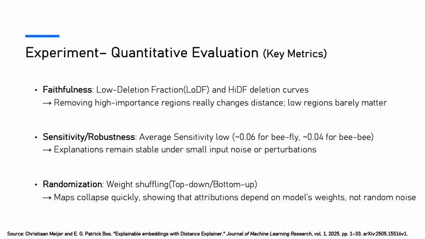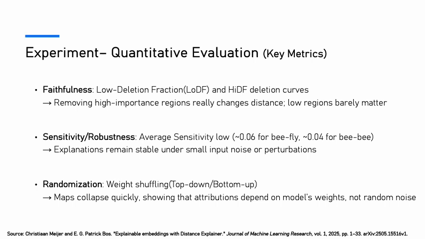This study evaluated the method using three main metrics. First, faithfulness using low deletion and high deletion curves. The authors show that removing high importance regions changes the embedding distance a lot, while removing low importance regions barely matters. This means the attribution maps really reflect the model's decision process.